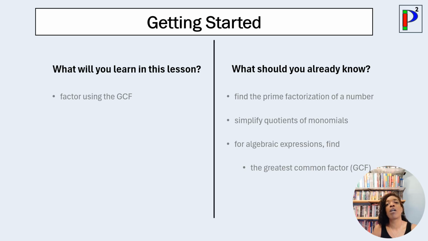factorization of algebraic expressions and the GCF of algebraic expressions. You also need to know how to find the quotients of monomials. So if you don't know how to simplify that expression, 6xy to the third over 2xy, you're going to need to go back and do a little bit of review.